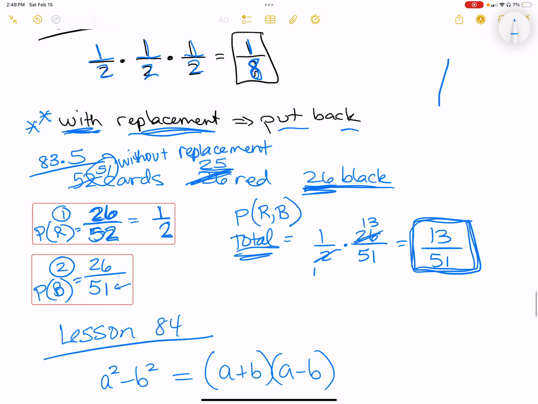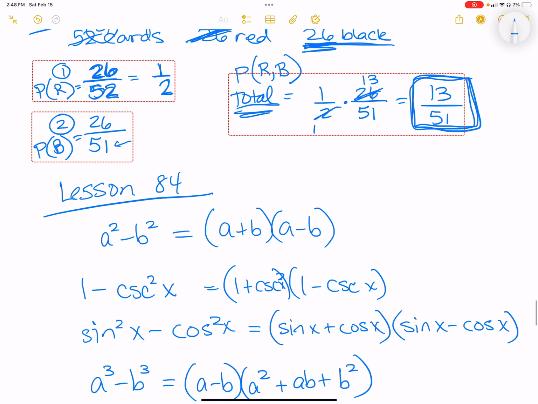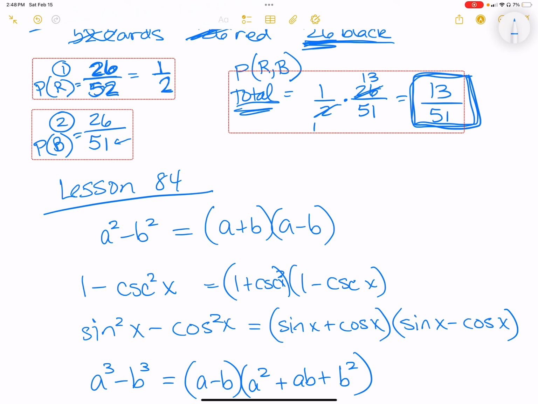All right, if at any point you need to pause it to look at something or whatever, you can do that. Okay, so lesson 84 is about factoring, and we kind of talked a little bit about this when I was talking to you yesterday.